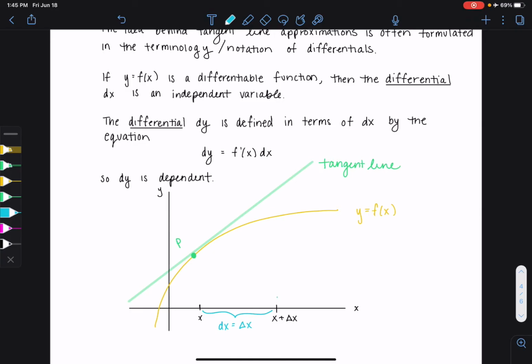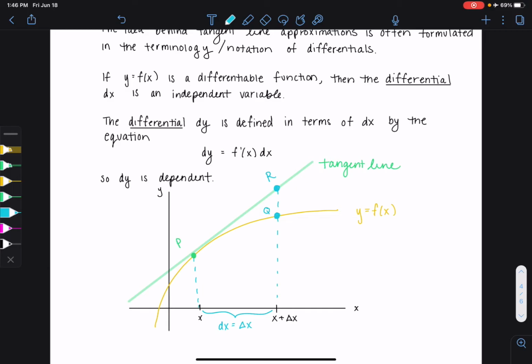Corresponding to this point that I've added, I have another point here that I'm going to call R on my tangent line. The point on my actual function, I'm going to call Q. And so here is what we get when we plug in x. Basically, this differential dy is going to represent the change in y on my tangent line. Delta y is representing a true change.